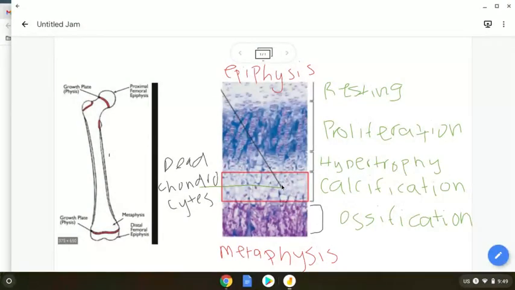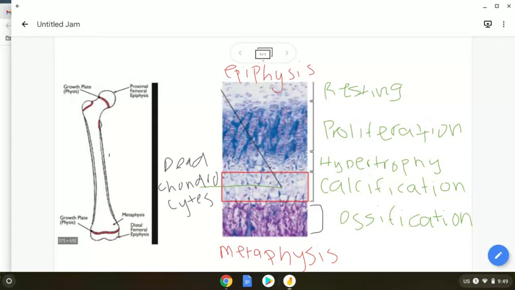By the way, these right here are dead chondrocytes at this point. And in the calcification zone, cartilage around the dead chondrocytes starts to calcify, and they move into lacunae. Calcium moves into the lacunae that don't have cartilage cells anymore. So after this calcification begins to happen, it moves into this ossification zone.